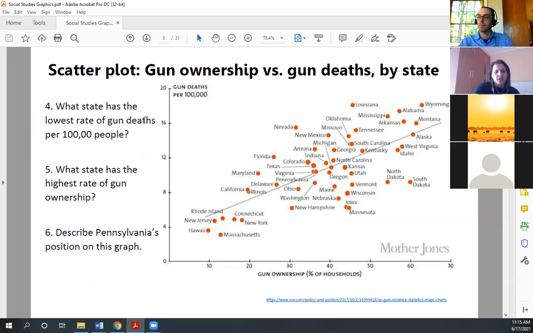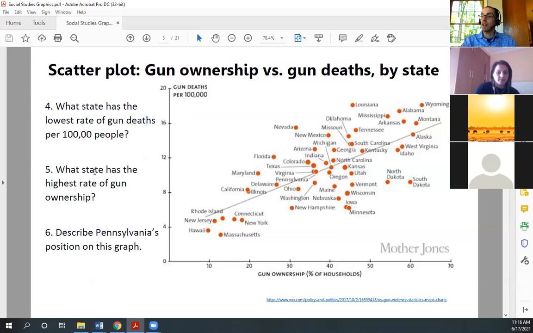Hawaii. Confusing between Hawaii and Massachusetts. Massachusetts. Well, it looks like Massachusetts is a bit lower, just a little bit lower. I'm looking at it on a big screen, so I can see it pretty good. But yeah, Hawaii, Massachusetts, looks like Massachusetts has the lowest rate of gun deaths per 100,000 people. Now, that question is only asking us to look at the vertical, not the horizontal, right?